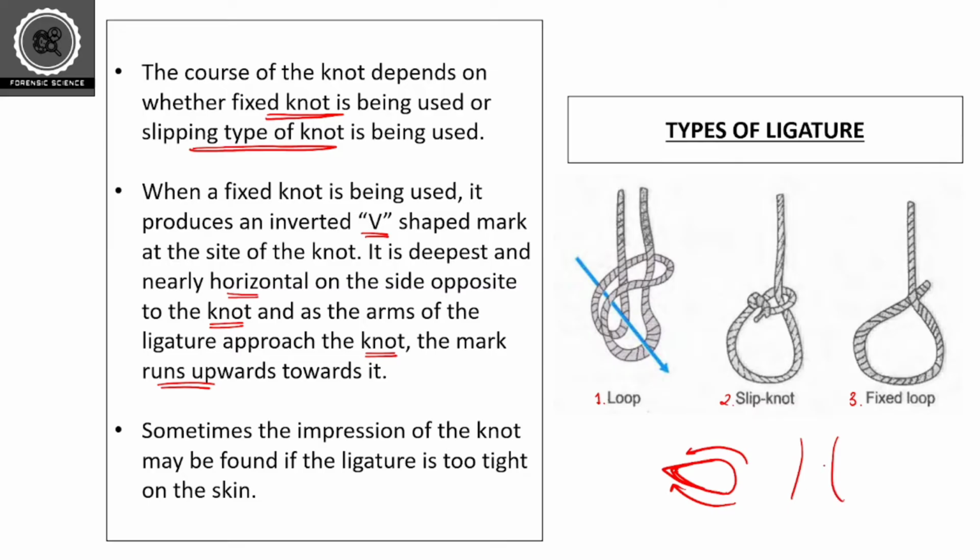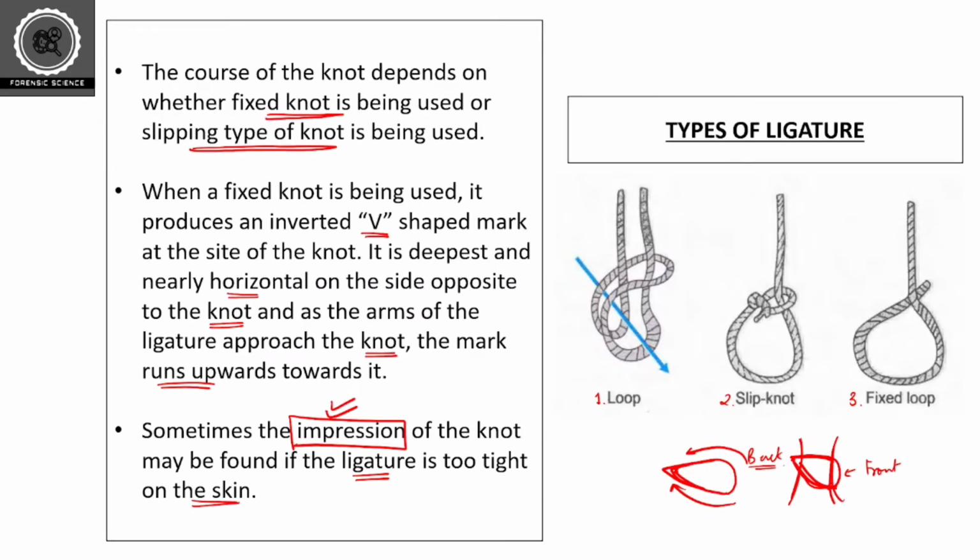For example, this is someone's neck, and here is the knot. So it will be like this. Here it is horizontal. Let's say this is the front side and this is the back side. The ligature knot is at the back side, and when it runs backwards, it moves slightly upwards like this. So this is what happens. Sometimes the impression of the knot may be found if the ligature is too tight on the skin. We can see the impression of the ligature mark if the ligature is very tight.